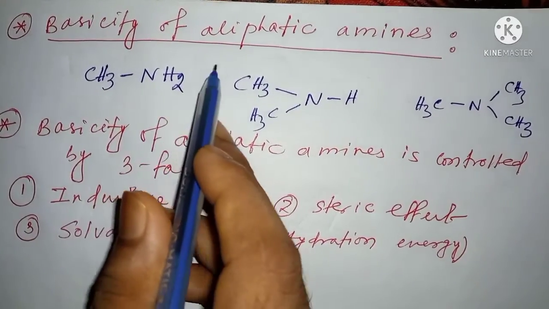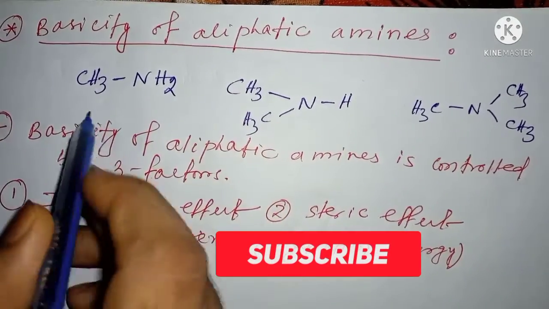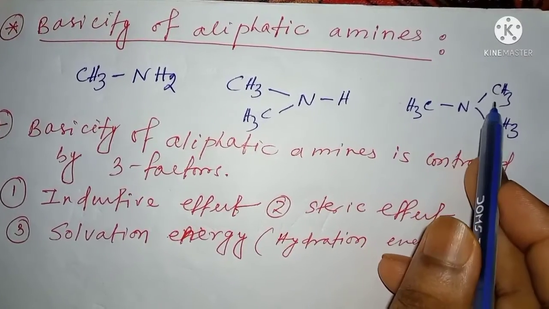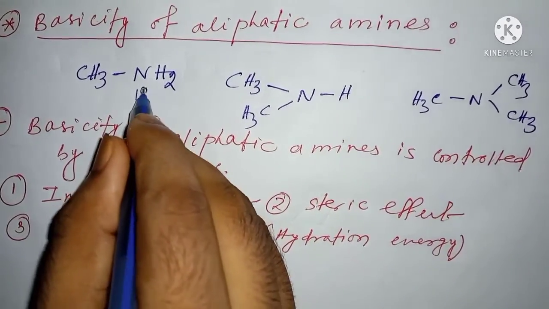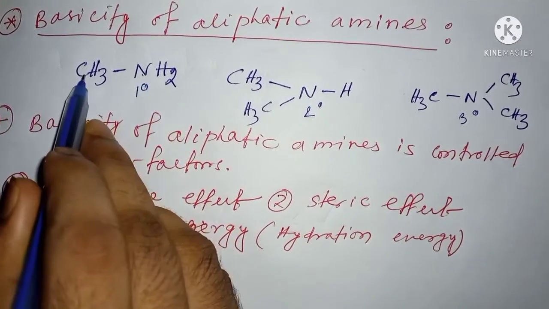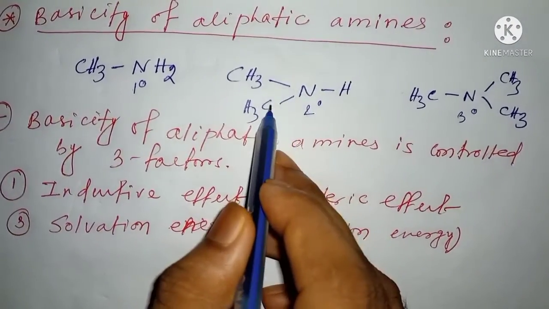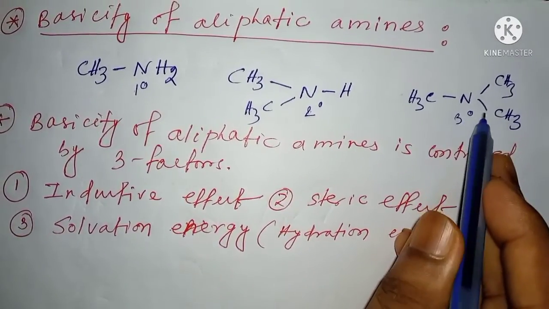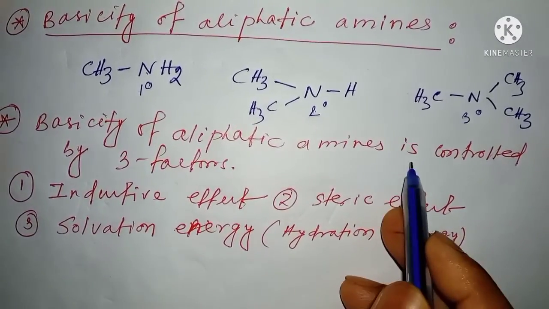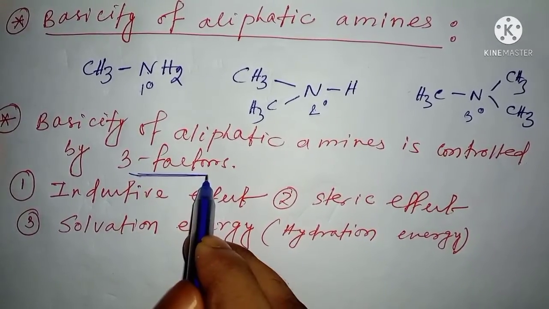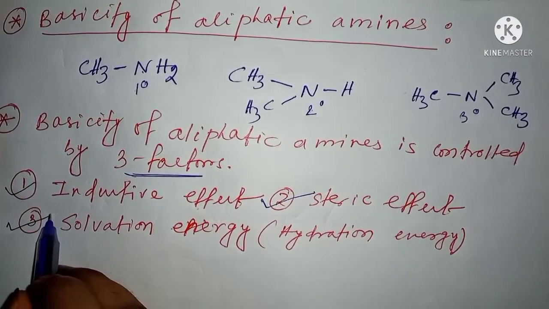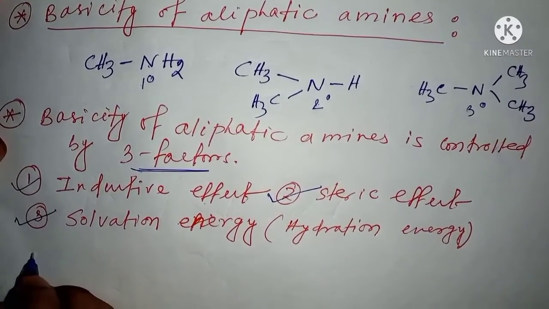Now the basicity of aliphatic amines is most important. In the case of CH3NH2, CH3NHCH3, CH3N(CH3)2: this is a 1 degree amine, this is a 2 degree amine, this is a 3 degree amine, because nitrogen attached to 1 carbon is 1 degree, nitrogen attached to 2 carbons is 2 degree, and nitrogen attached to 3 carbons is 3 degree amine. Remember this thing. The basicity of aliphatic amines is controlled by three factors. The first factor is inductive effect, the second is steric effect, and the third is solvation energy. One by one. First, inductive effect.